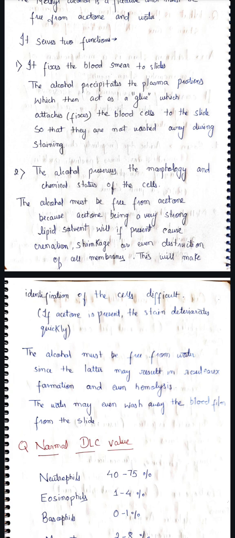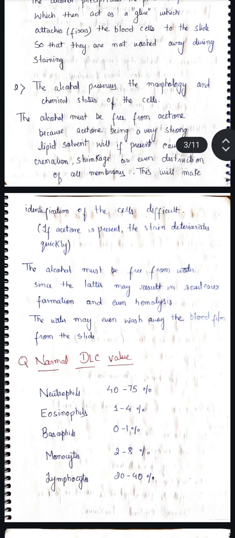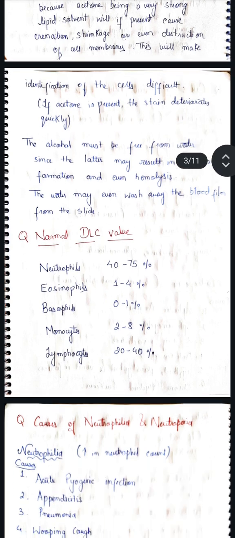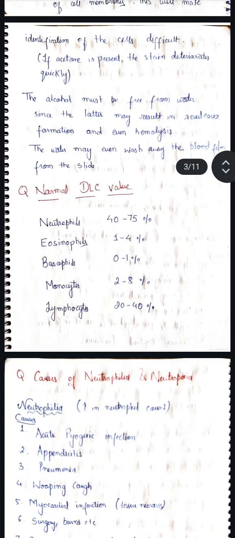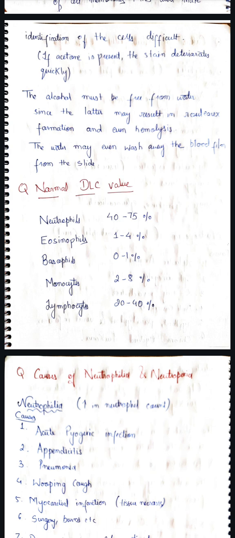Then second, the alcohol is preserving the morphology and the chemical status of the cells, right? So first it is precipitating the plasma protein so that they act as a glue which fixes the slide. Second, it is going to preserve the morphology and the chemical status of the cells, so they are viable. Alcohol must be free from acetone because acetone is a very strong lipid solvent, right? If it is present, it will cause the crenation, the shrinkage, or even the destruction of all the cell membrane. This will make the identification of the cells very difficult, and identification of the cell is most important for any smear. Otherwise, the smear is not of use.